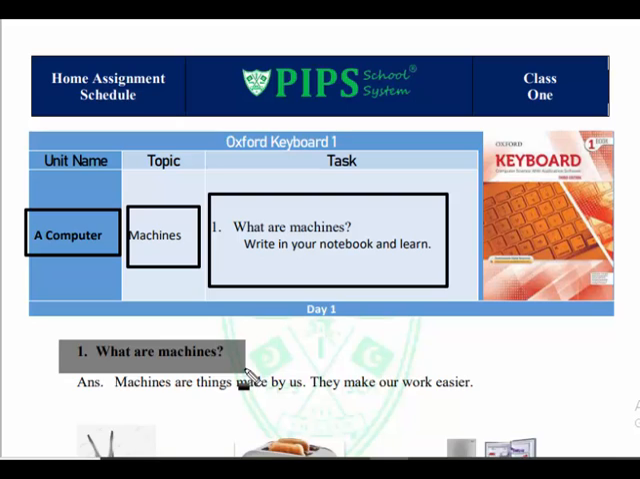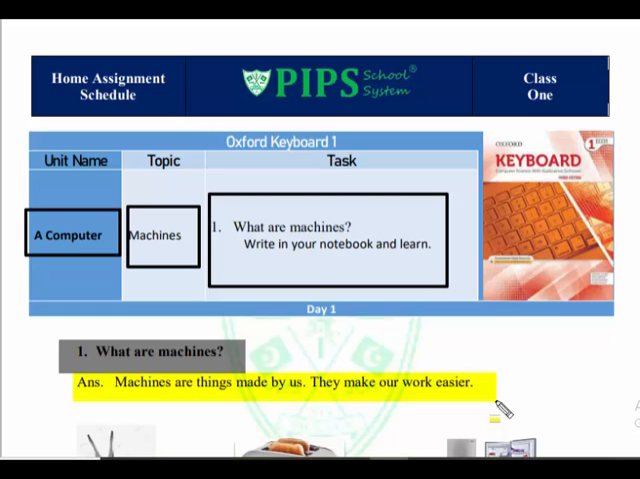What are machines? Machines क्या हैं? So the answer is: machines are things made by us. Machines ऐसी चीजें हैं जिन्हें हमने बनाया है. They make our work easier. वो हमारे काम को आसान बनाती हैं.